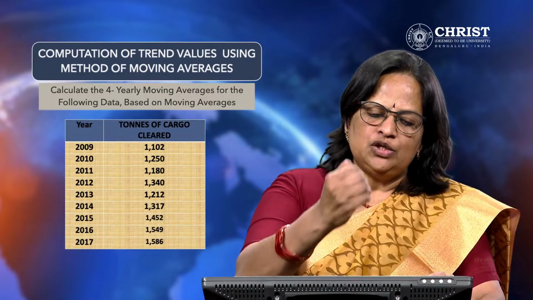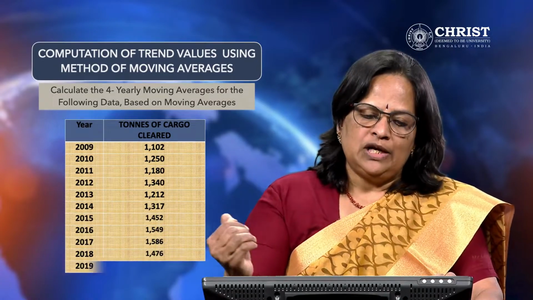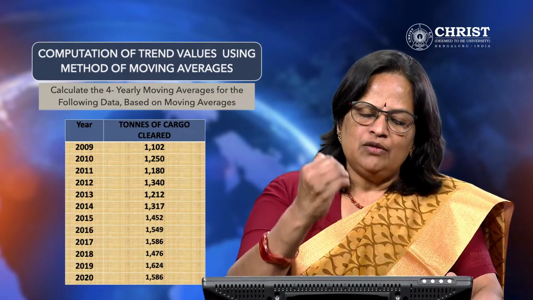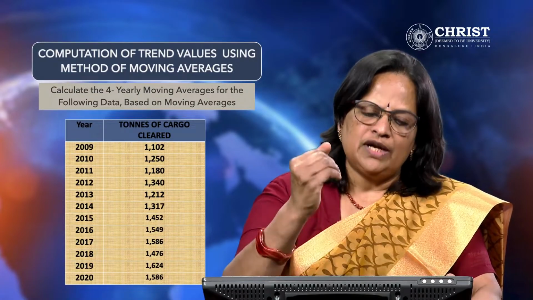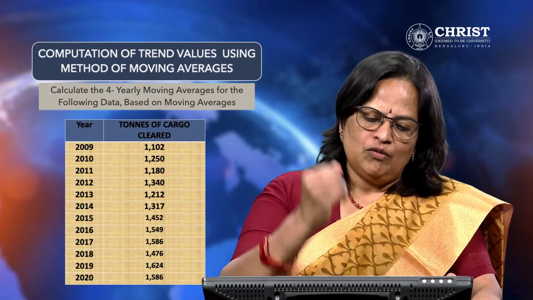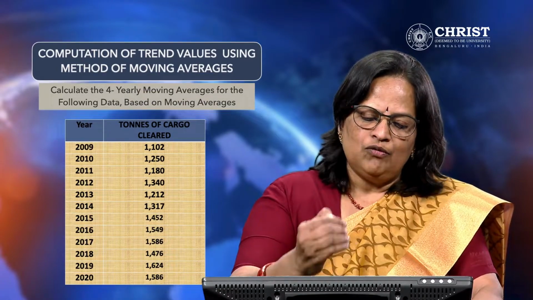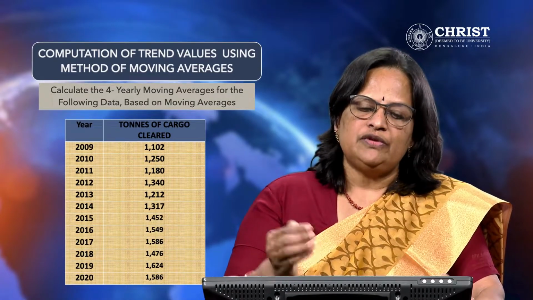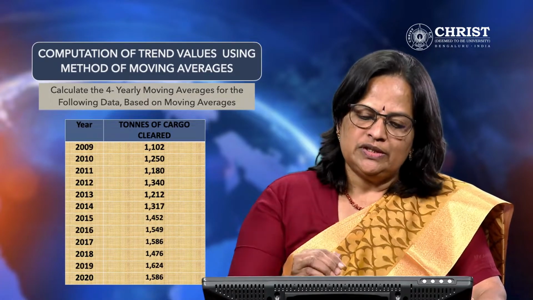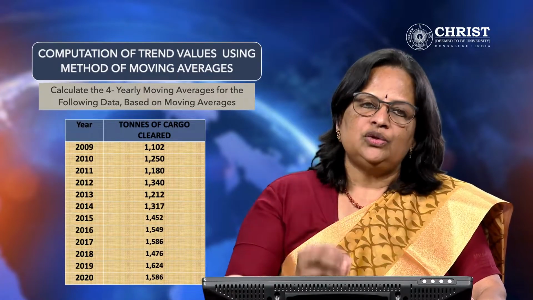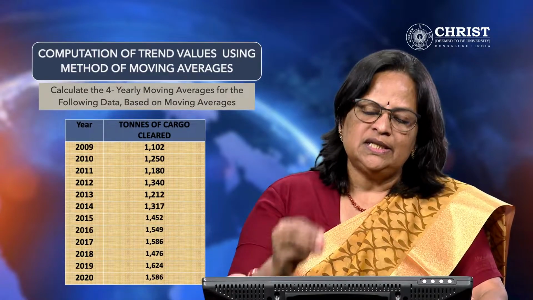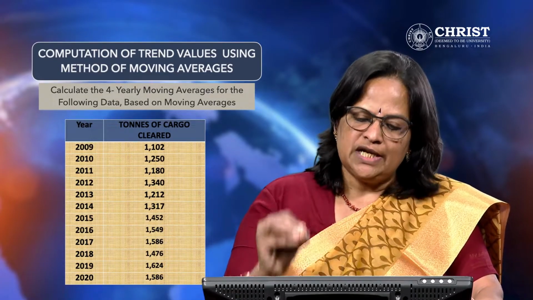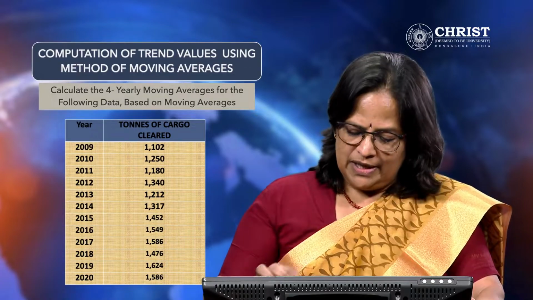So the question is year 2009 and tons of cargo cleared, up to 2020 it's there. 2009 is 1102, 2010 1250, 2011 1180, 2012 1340, 2013 1212. Now 2014 1317, 2015 1452, 2016 1549, 2017 1586, 2018 1476, 2019 1624, 2020 1586.